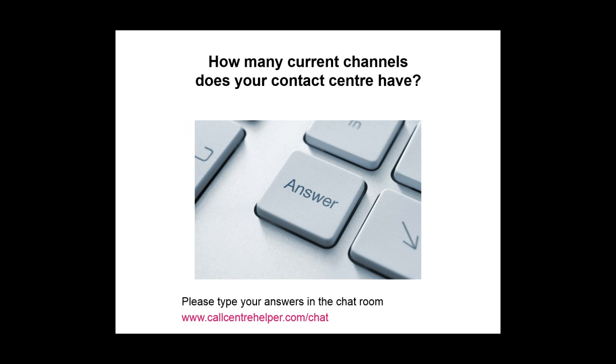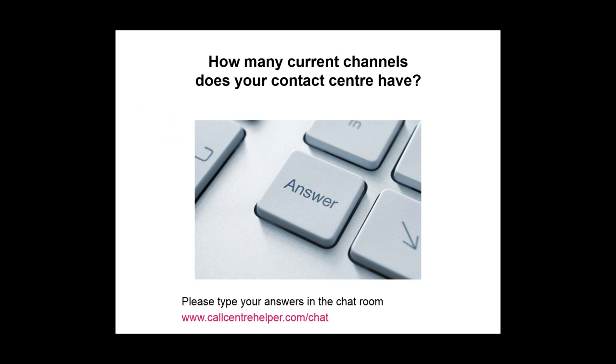So what I'd like to do, just a question into the chat room, is ask the question, how many current channels does your contact center have? So if you'd just like to type that into the chat room, how many channels does your contact center have? And it'd also be interesting if you could highlight what was the latest channel you added onto the contact center.